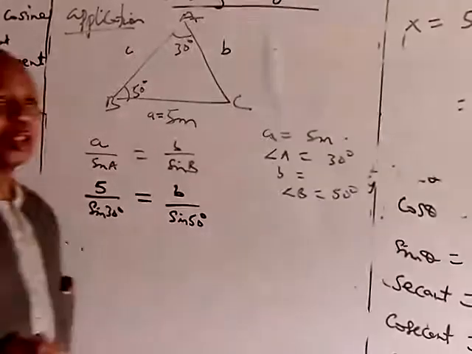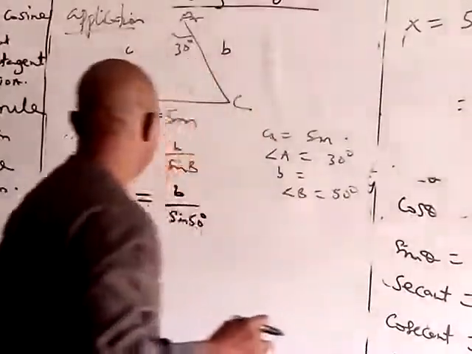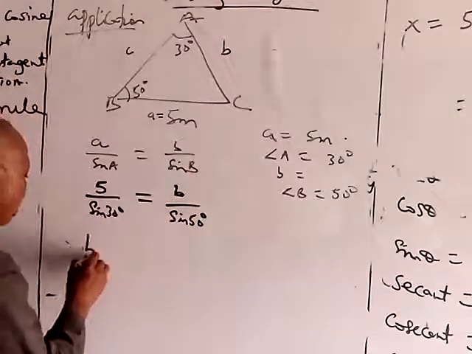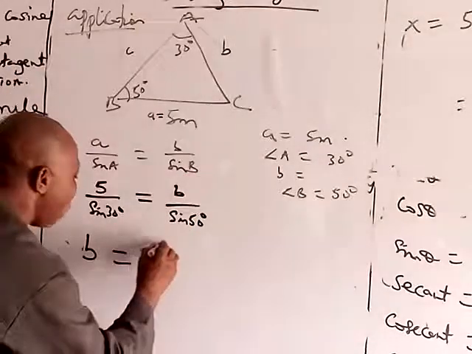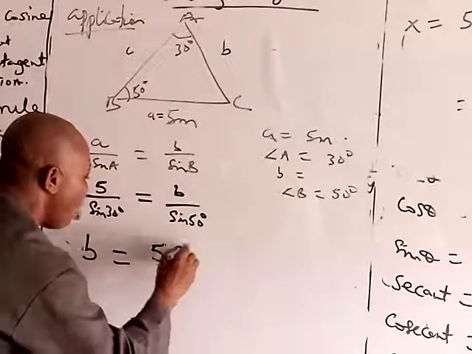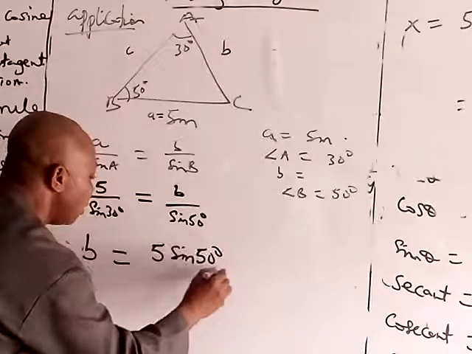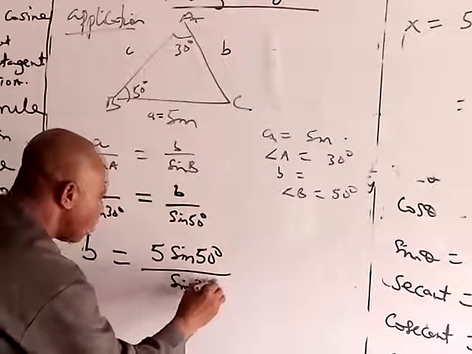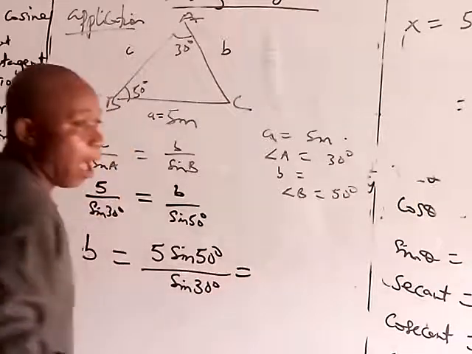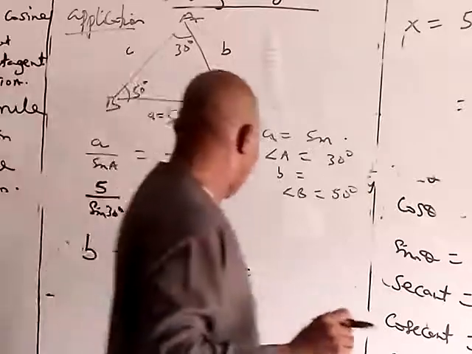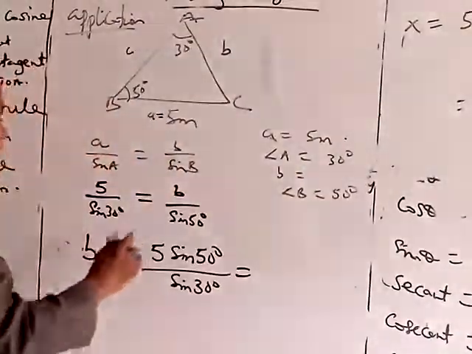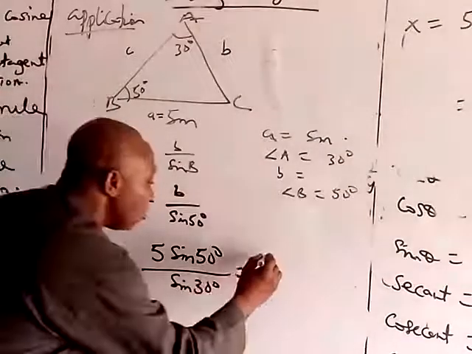The next thing is to cross multiply and make your b the subject of the formula. So my b will be equal to 5 sine of 50 degrees divided by sine 30 degrees. I want you to use your calculator now to get the value of sine 50. Yes?